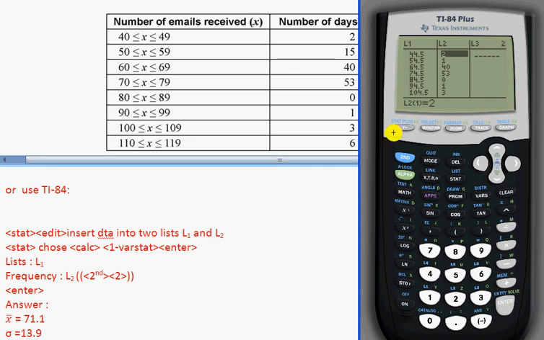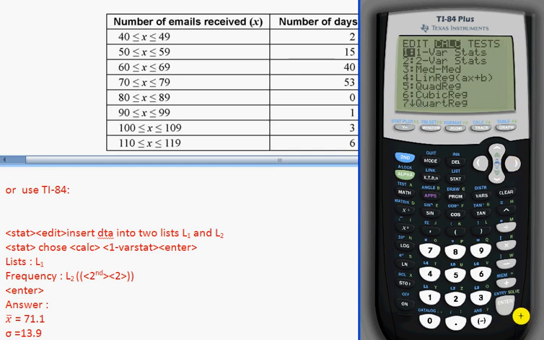Now let's do the same. Start, calculate, here it's ready. L1, L2. Now we have correct answer. So mean value 71.1 and standard deviation 13.9. Finished with this exercise. Very good.